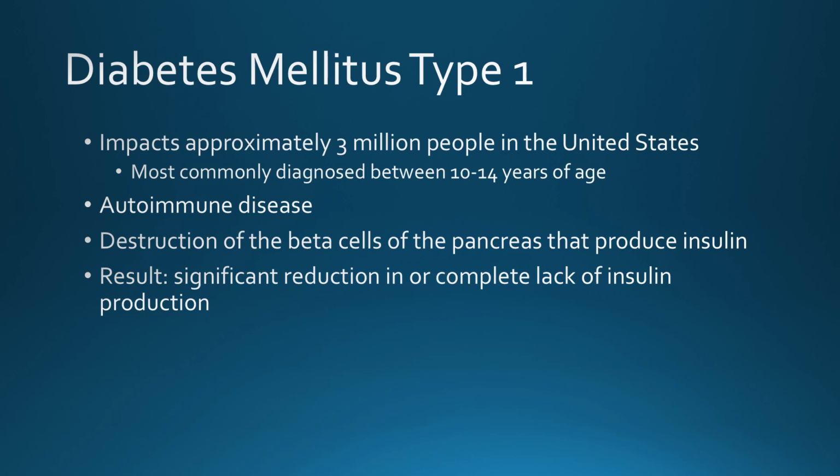So the result, or when an individual has type 1 diabetes, they are going to have significant reduction or complete resolution of their production of insulin. So potentially no insulin being produced at all. So these are the individuals who are going to be insulin dependent. Because they don't produce any insulin, we have to have that insulin in order for us to use glucose in the body.